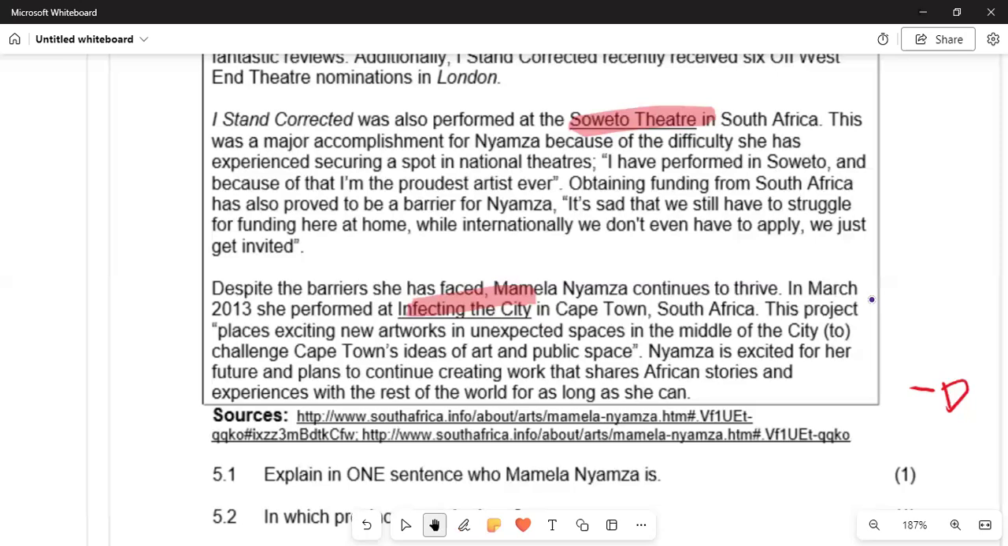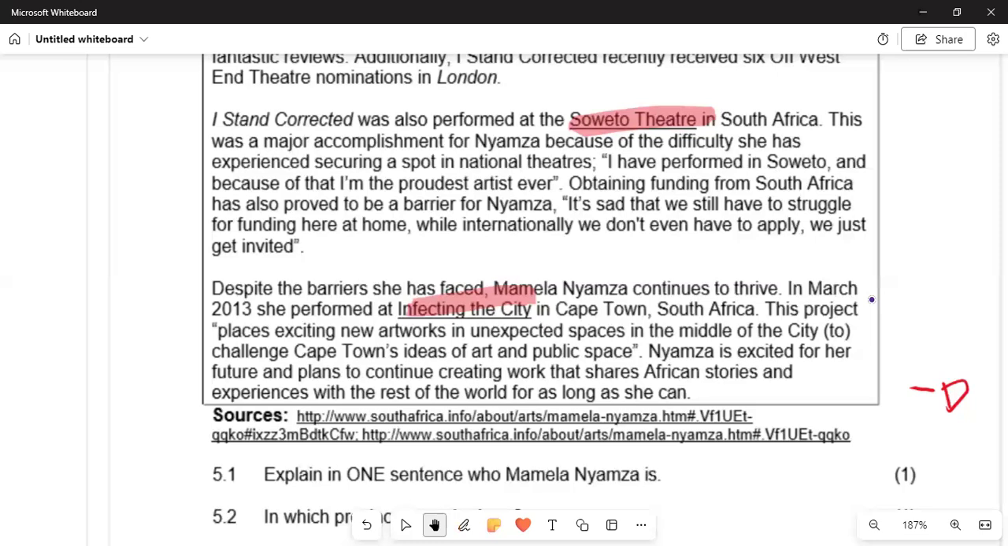Obtaining funding from South Africa has also proved to be a barrier for Nyamza. It's sad that we still have to struggle for funding here at home, while internationally we don't have to apply, we just get invited. Despite the barriers she faced, Mamela Nyamza continues to thrive. To thrive means to grow. When you are thriving, you are growing.